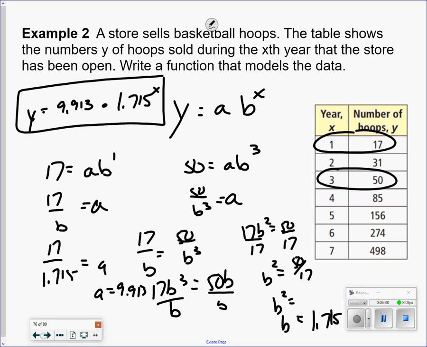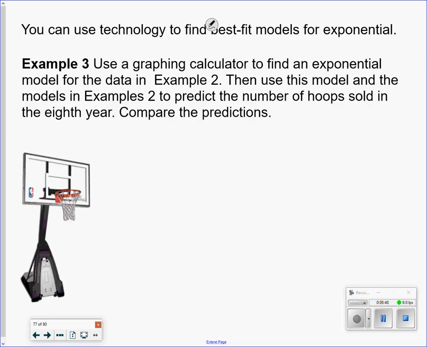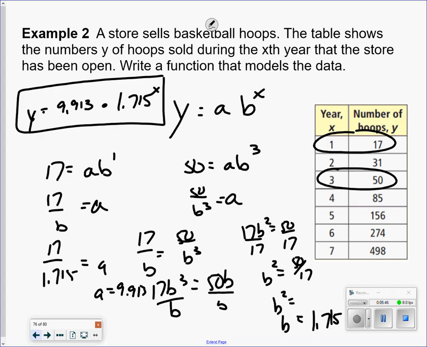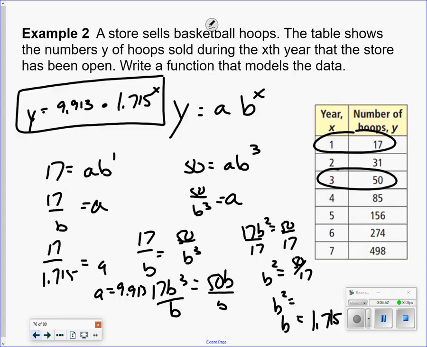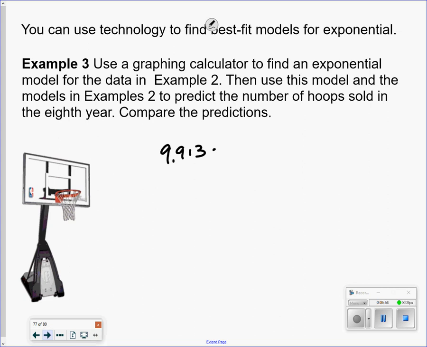Now, for the next one, they want me to actually use a graphing calculator to come up with this. So the one that I've got right now, I'm going to write it down over here, is 9.913 times, I'm just writing it down from the previous slide, 1.715 to the x.